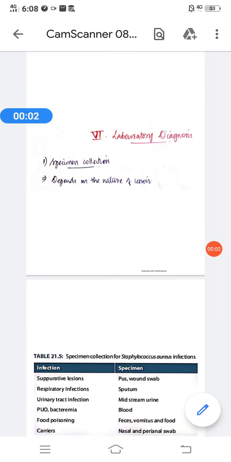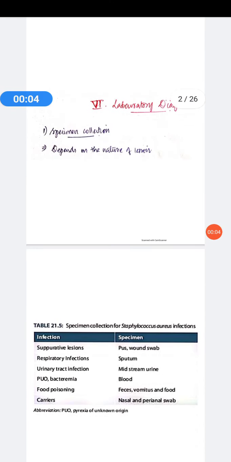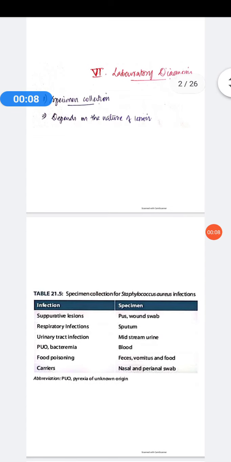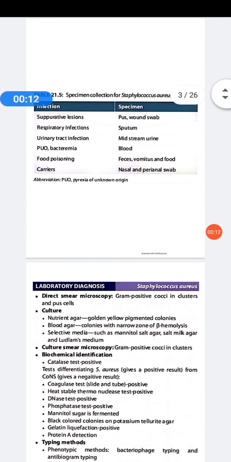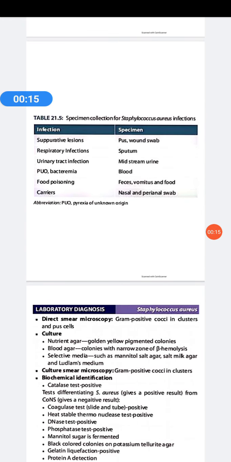Come to the laboratory diagnosis. The first step in lab diagnosis is the specimen collection. The specimen collection depends on the nature of the lesion. So coming to the different lesions and the specimens, it is put in the table.